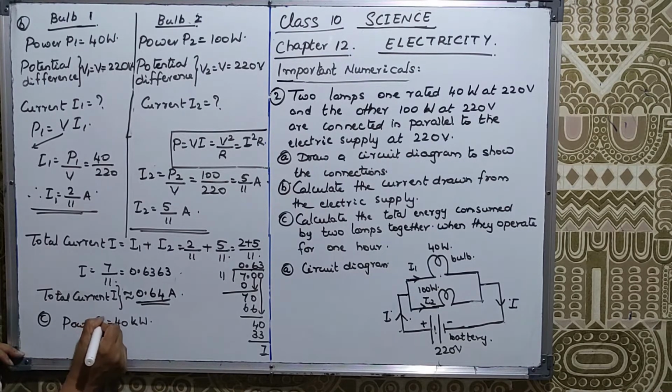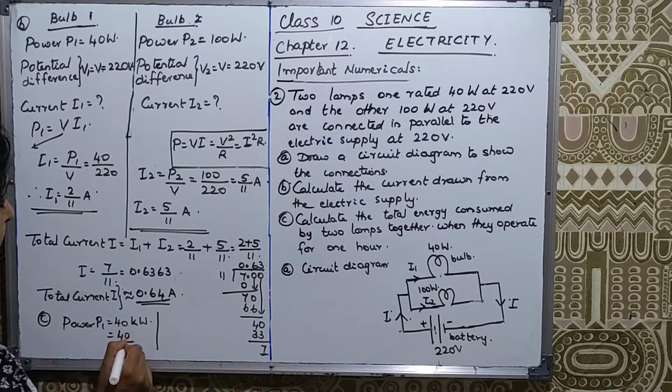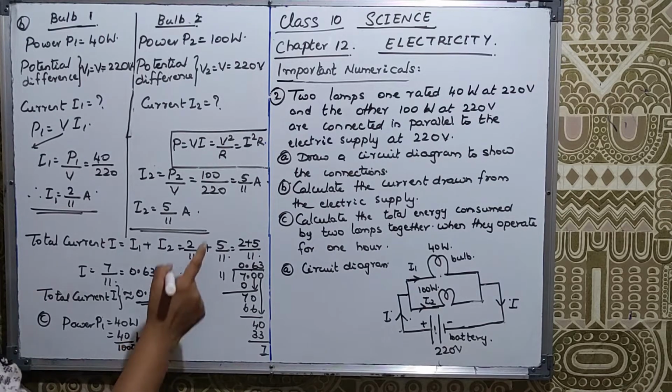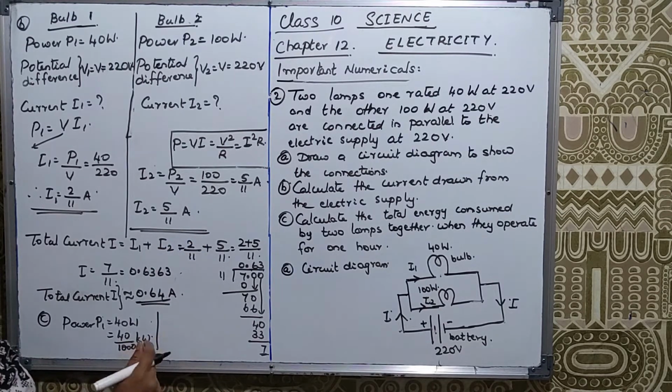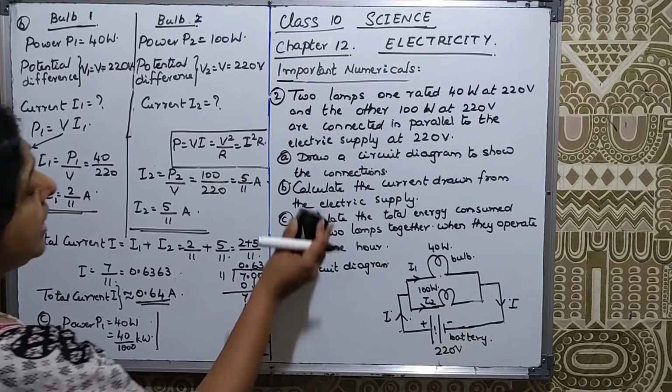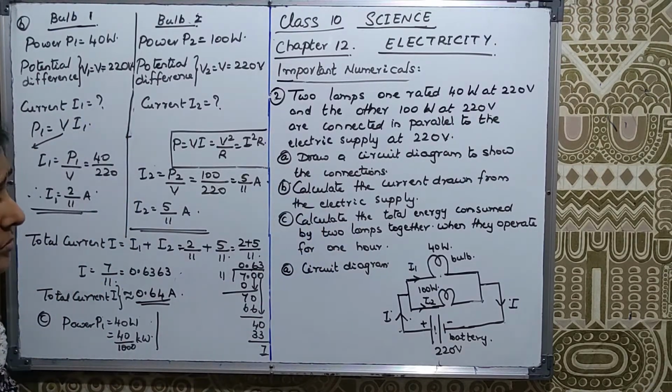40 W. Either we can change this to kilowatt at first or at last. I'll change it to kilowatt: 40 divided by 1000 kilowatt. The zeros will cancel, so it will be 0.04. That is 40 by 1000. Like that also you can keep it. I'll write its continuation here.